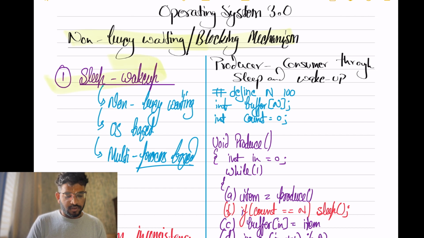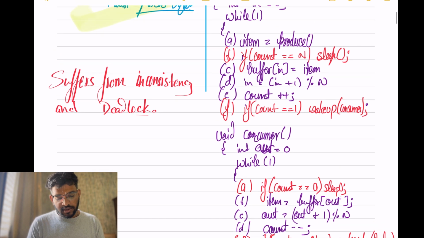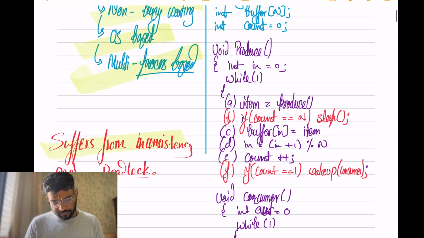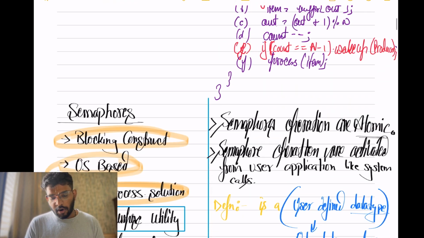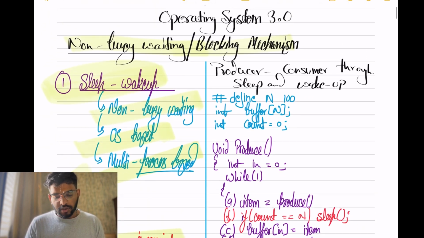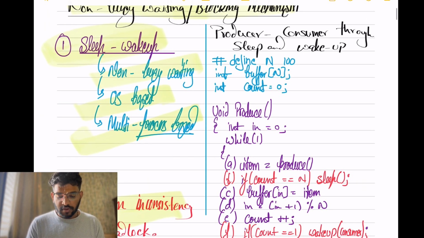First is sleep and wake. It is a non-busy waiting mechanism. It is OS based and it is a multi-process based solution. So it suffers from inconsistency and deadlock. This is a modified producer consumer through sleep and wake up.